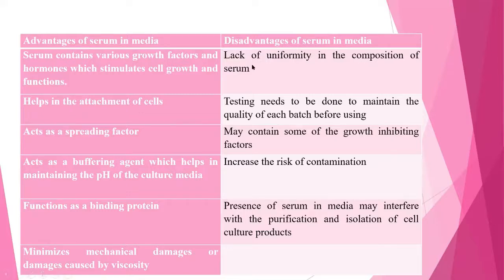Okay, then acts as a spreading factor. So here serum will act as a spreading factor, and here it may contain some growth inhibiting factors. You're not aware, maybe along with the enhancement of growth, it might also have growth inhibiting factors. It also acts as a buffering agent which helps in maintaining the pH of the culture media, but it can increase the risk of contamination. That's why I told you it's from another source, the fetal bovine source. So it might have an interaction with the cells that you're culturing, and that might cause contamination also. So that is a disadvantage for us also.